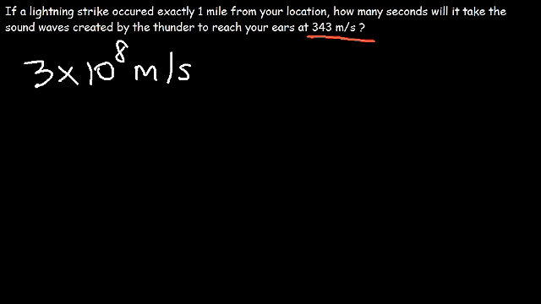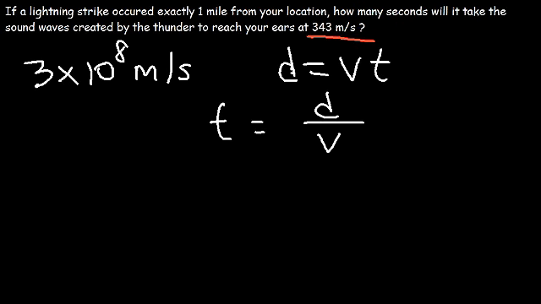So how long does it take a sound wave to travel 1 mile? How many seconds? So we know d is equal to vt. We have the distance, which is 1 mile, and we have the speed, which is 343 meters per second. So we need to divide the distance by the speed. However, the units, they don't match. We need to convert miles into meters. So we're going to solve it as a conversion problem.